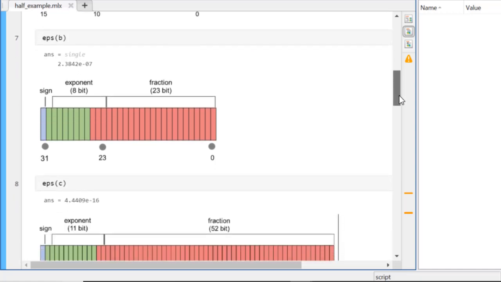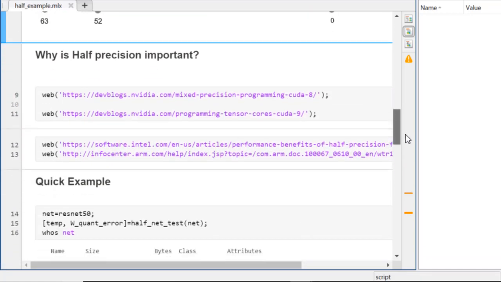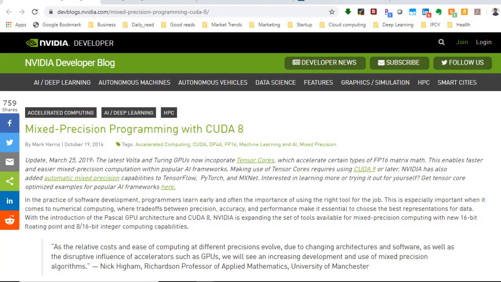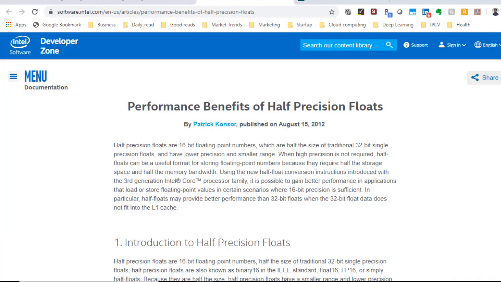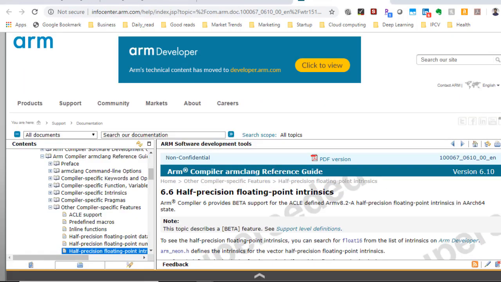So why is it important? Half's recent popularity is because of its usefulness in accelerating deep learning training and inference, mainly on NVIDIA GPUs, as highlighted in the articles here. In addition, both Intel and ARM platforms also support half precision to accelerate computations.